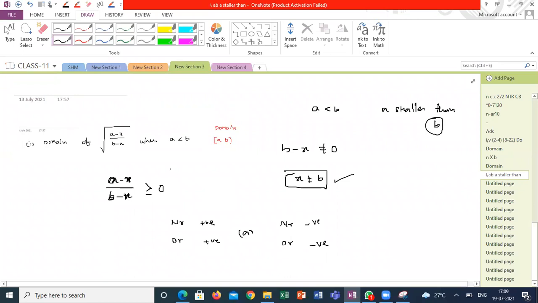What conditions? When the numerator is positive, the denominator should be positive. For what x values will both be positive, guys? Guys, please. X is lesser than B. X must be lesser than B. And it should not be less than A now.